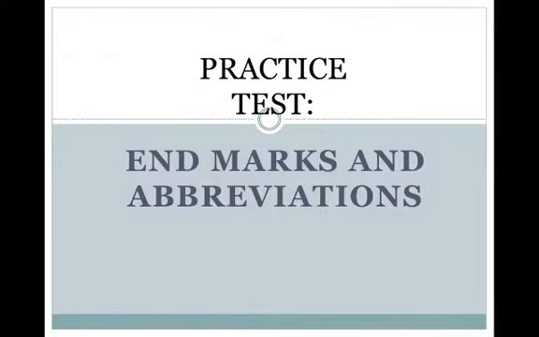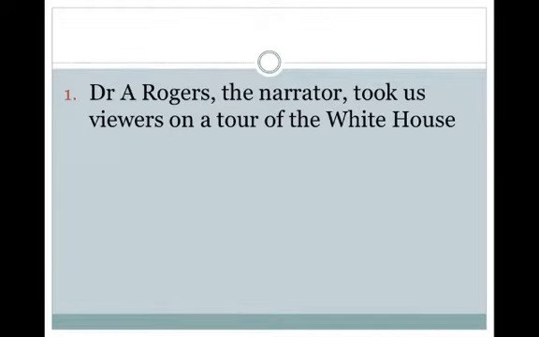Let's take a practice test on end marks and abbreviations. Number 1. Dr. A. Rogers, the narrator, took us viewers on a tour of the White House. We need to put a period after Dr., after A., and at the end of the sentence.